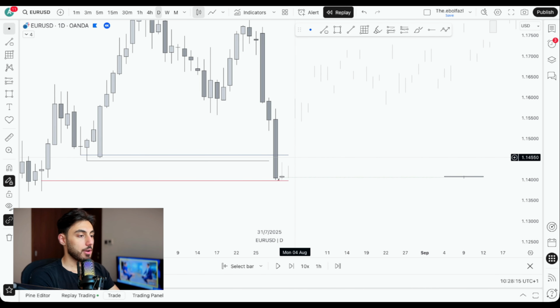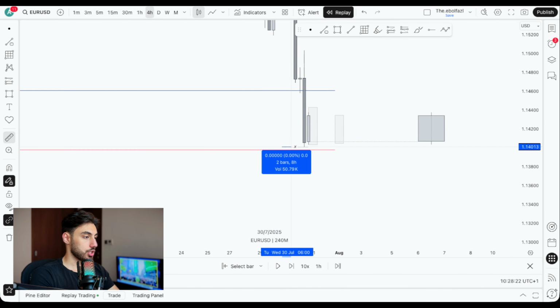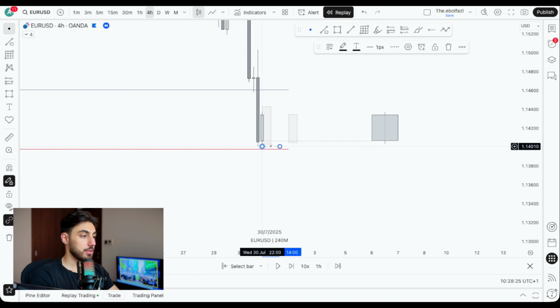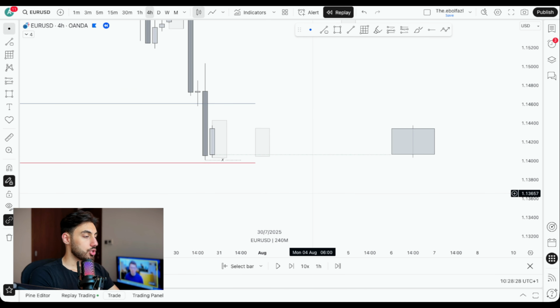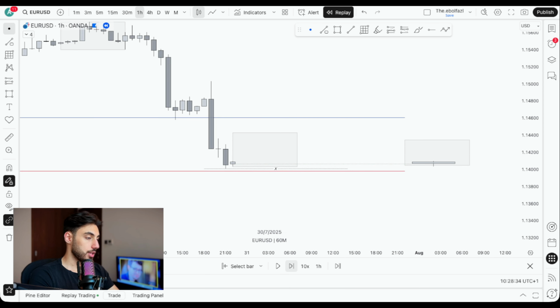Now, once I identify my high probability zone, what I'm going to do is drop down to the low time frame. For sure, I'm waiting for all of this to happen after the Asia session finishes. By the way, this is my previous daily low here. So I'm waiting for price to finish the Asia session.